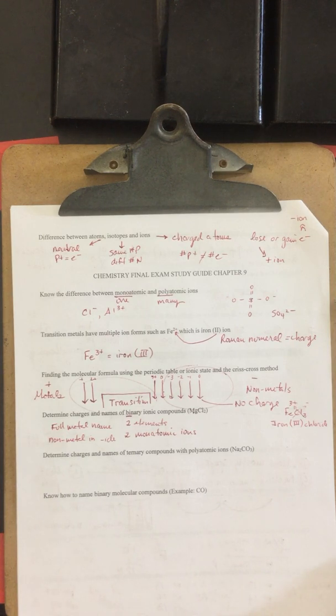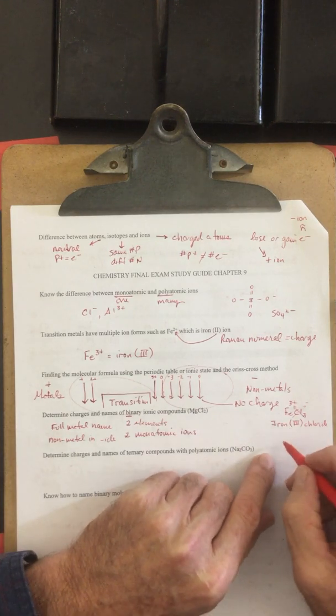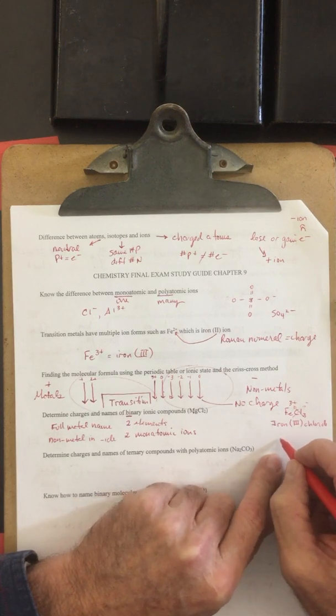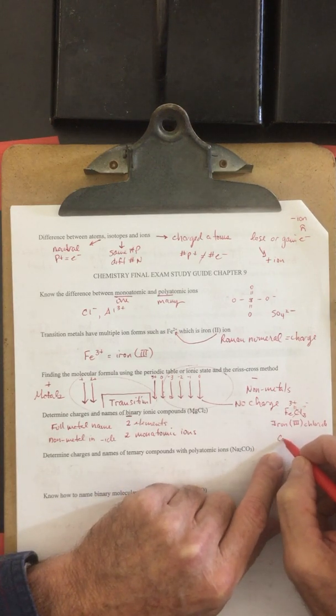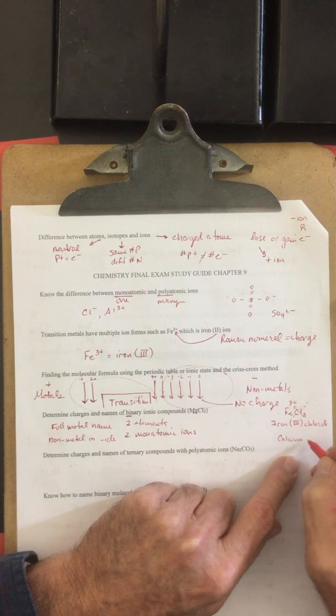Let's try another one. We're going to start with the name, and we're going to come up with the formula. So if I give you calcium oxide, are you able to get the formula for this? Go ahead and pause and see if you can come up with the formula.